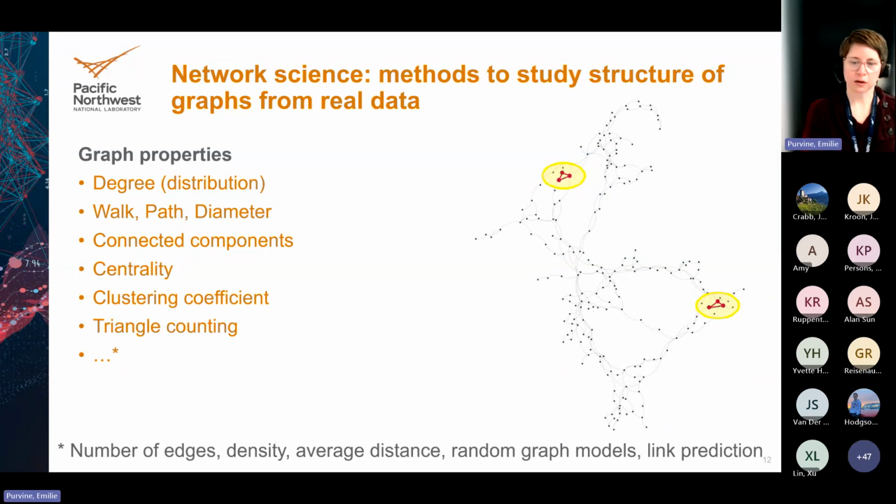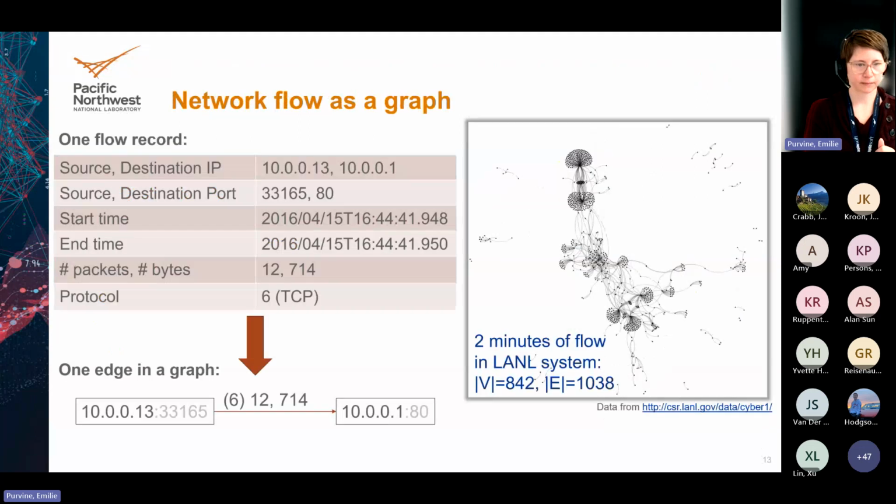And then notions of triangles can be fairly useful in understanding the structure of graphs. So clustering coefficient and triangle counting can be relevant. So finding triangles, identifying how many there are, how many are present at a single vertex, things like that. And then just a slew of more network science methods are pretty commonly applied.